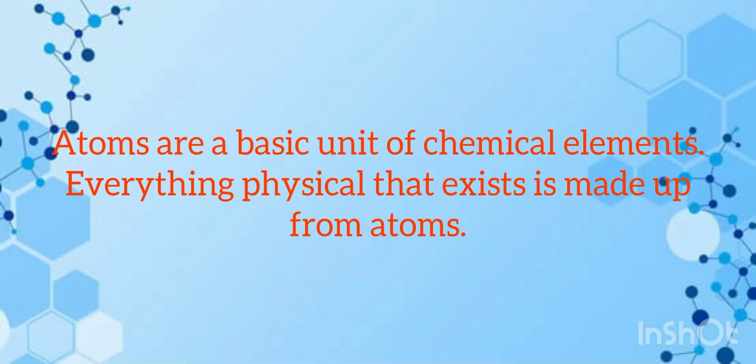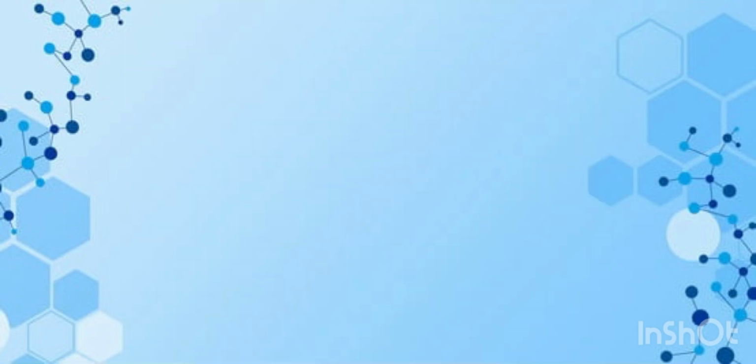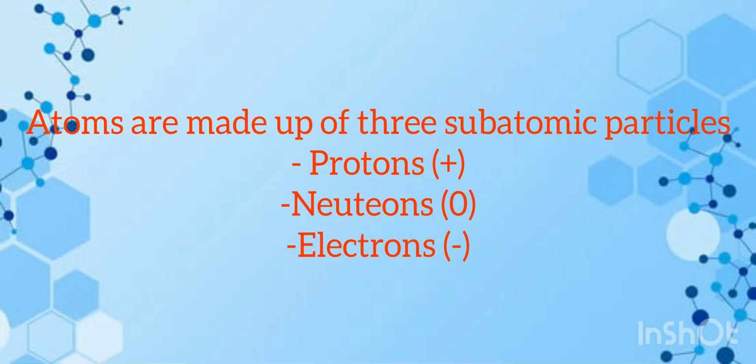Atoms are a basic unit of chemical elements. Everything physical that exists is made up from atoms. As they say, never trust an atom, they make up everything. Atoms themselves, even though they make up everything, are made up of three subatomic particles of their own: protons, neutrons, and electrons, with respective positive, neutral, and negative charges.